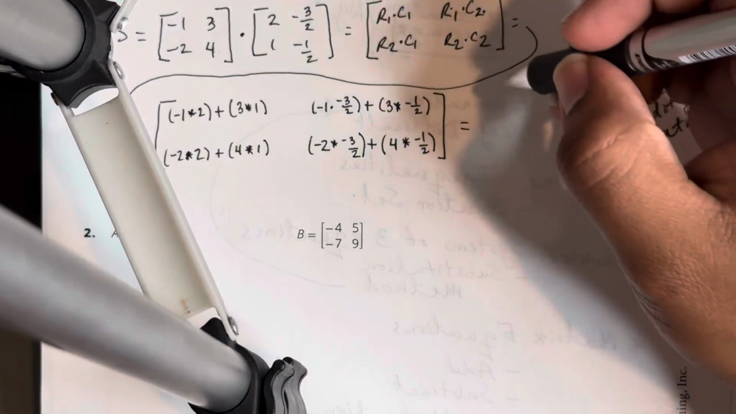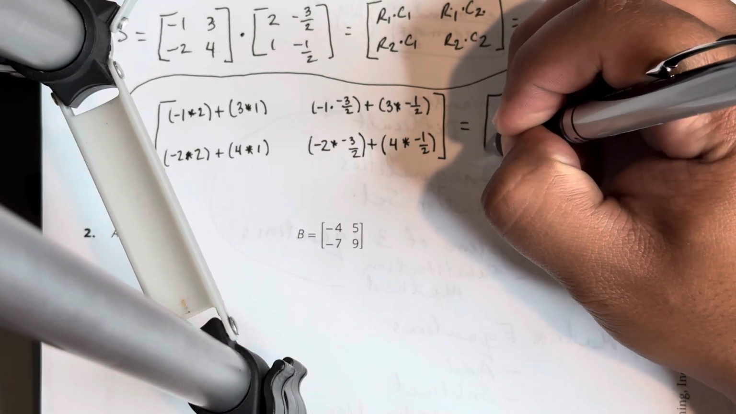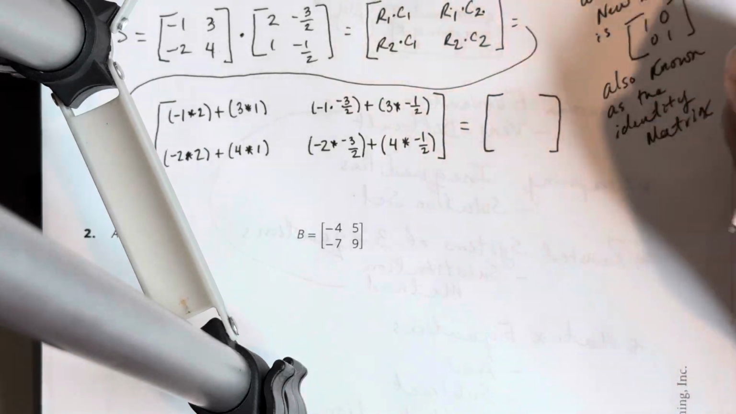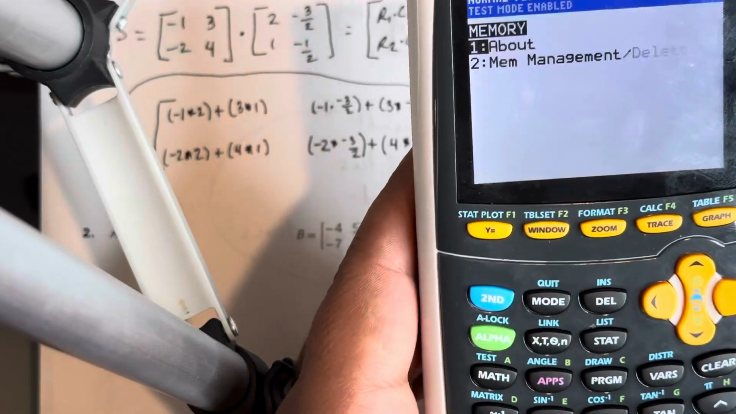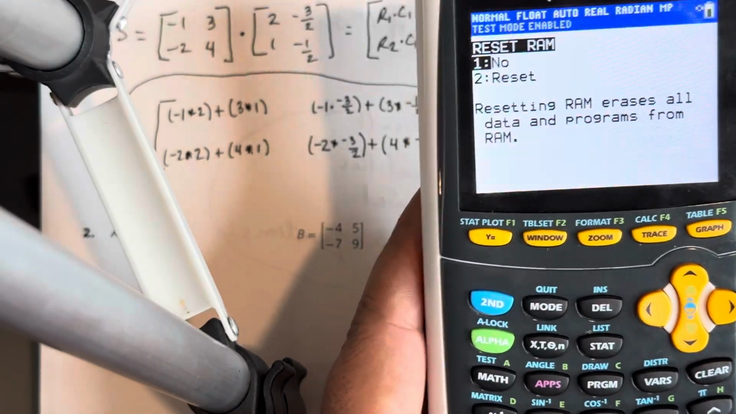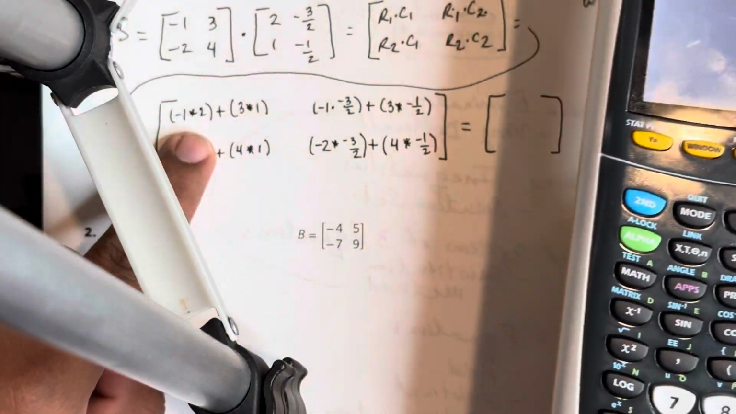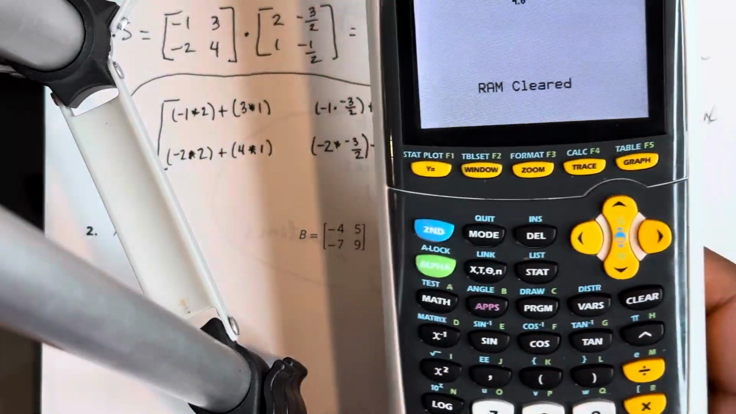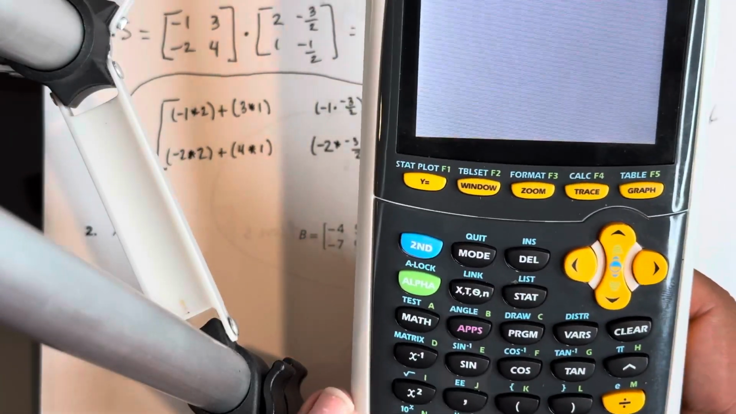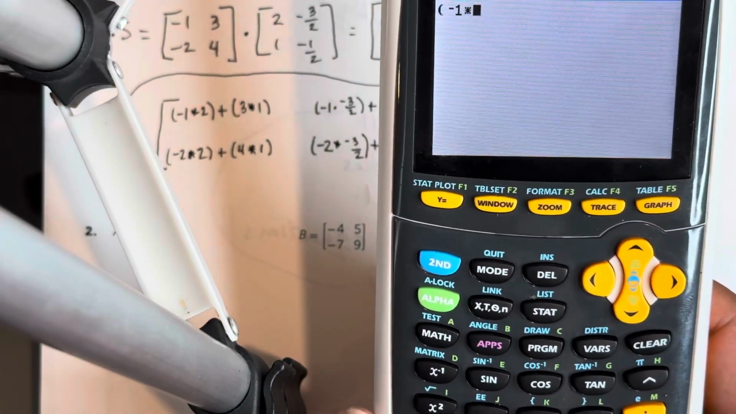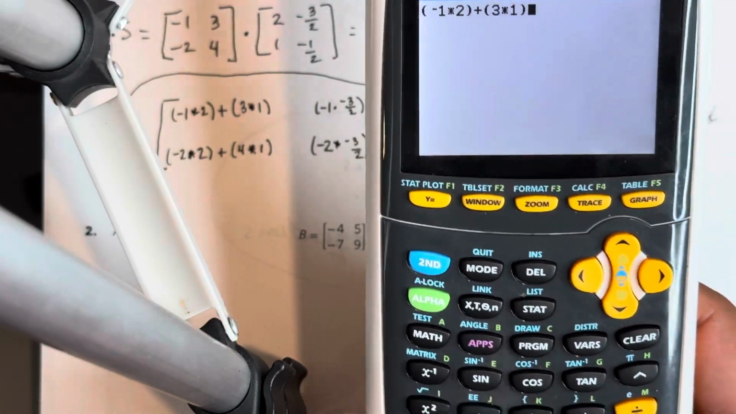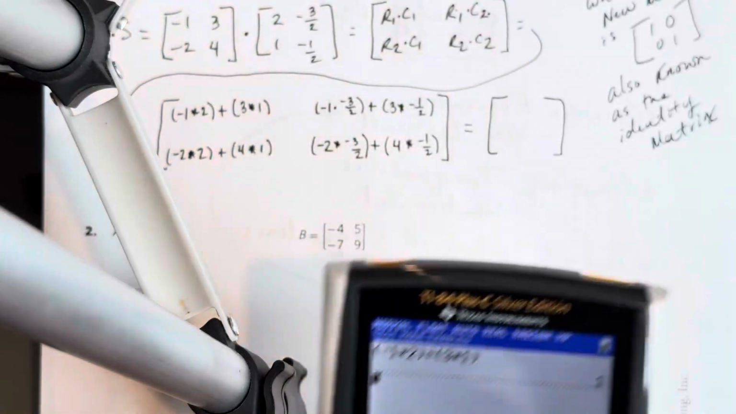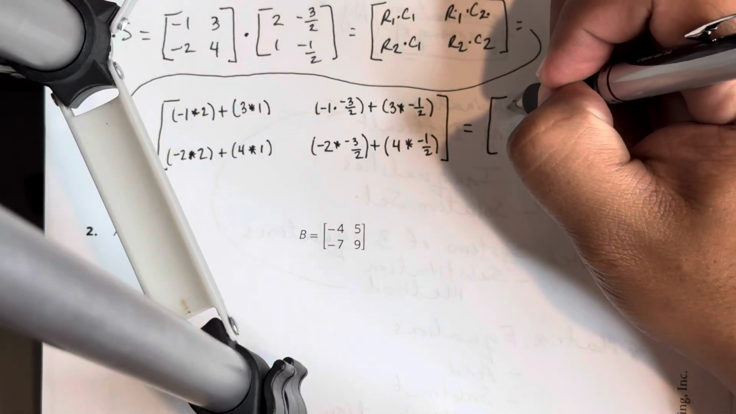Just to save myself time, I am going to use a calculator. I always like to reset my calculator. I'll do some notes on that in a little bit. I'm going to do this first piece right here. Parentheses -1 times 2 plus 3 times 1 gives me 1. Good sign so far.